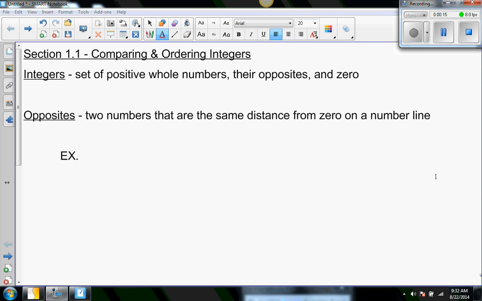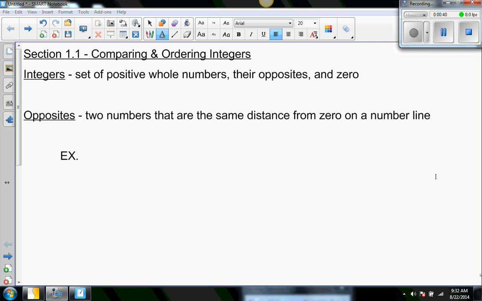Integers, that's just a strange word for the set of the positive whole numbers, their opposites, and 0. So any whole numbers, any counting numbers, including negatives. So -7 is an integer, 0 is an integer, 595 is an integer, 595.5 would not be. It's not a whole number.